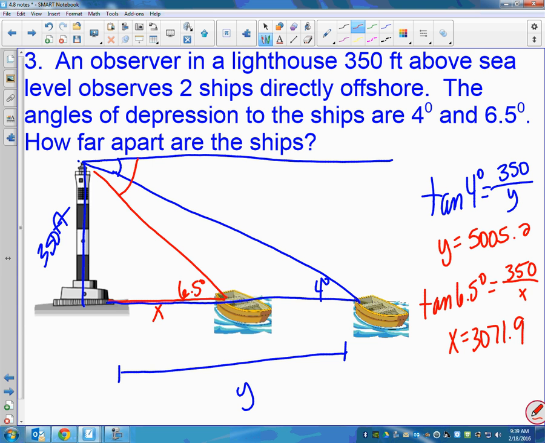I took 350 divided by tangent of 4, because if I multiply y over here, oh, there you go. So the distance between the ships would be 1,933.3.